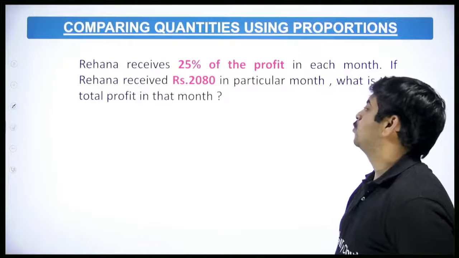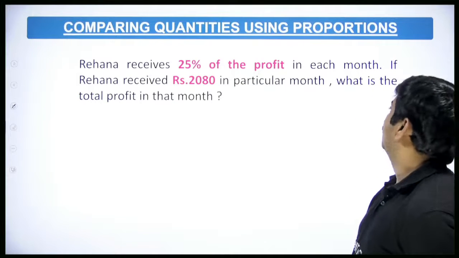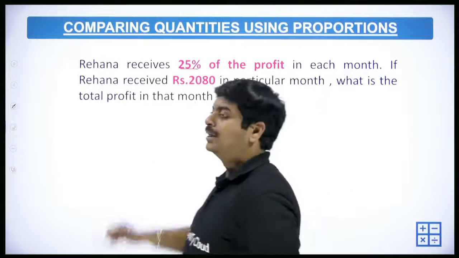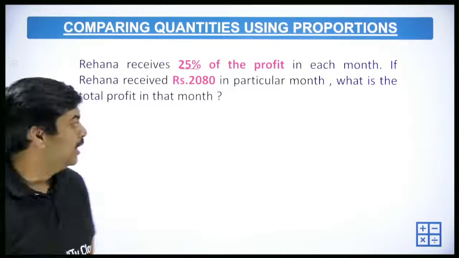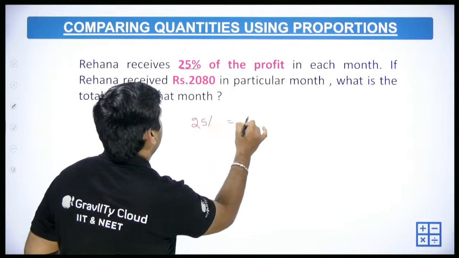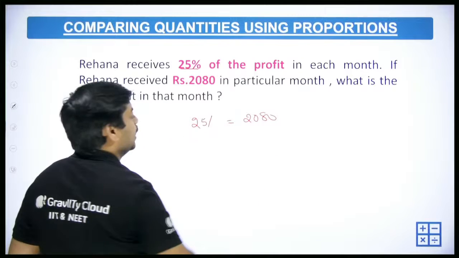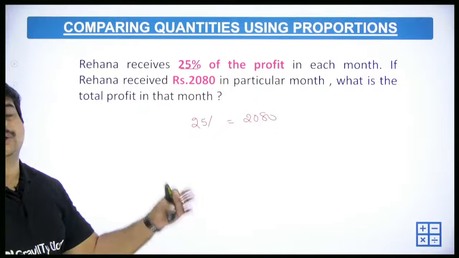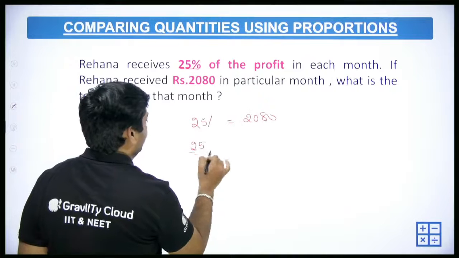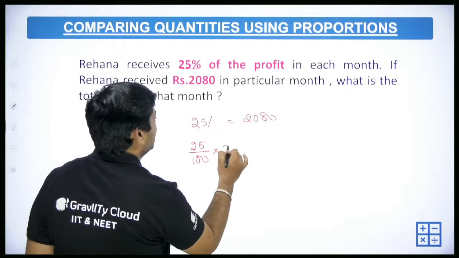If Rehana received 2080 in a particular month, what is the total profit in that month? Okay, so 25%. The question is: 25% of the profit is equal to 2080, right? So we need to find the total amount. 25 by 100 into x is equal to 2080.